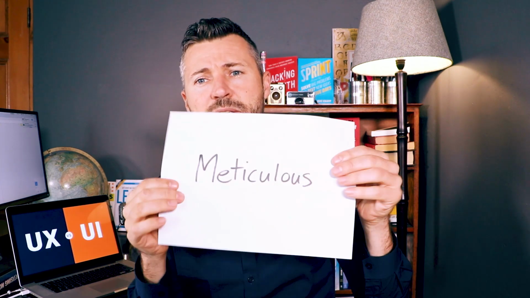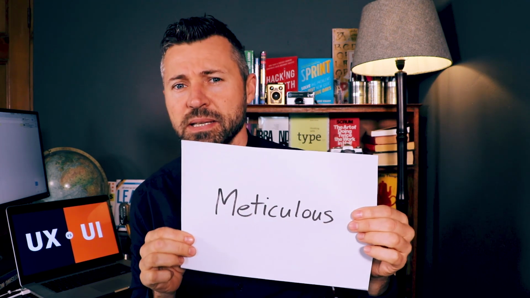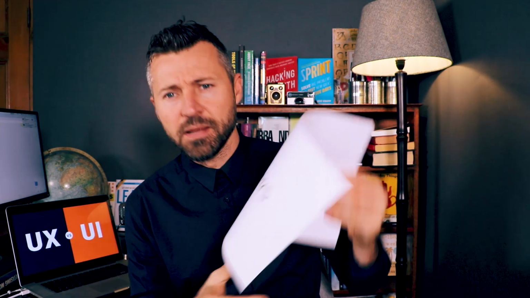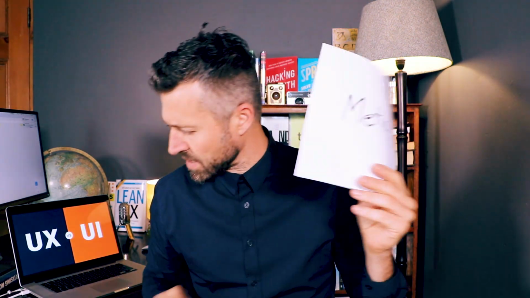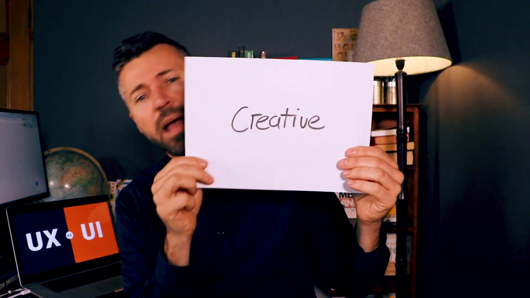So then the next quality that a UI designer has to have is to be meticulous. UI design is very detail oriented. Everything is important down to the last pixel, and therefore you have to be very, very detail oriented. And the third quality is to be creative. Creativity is intrinsic in our industry. Design, it just goes along with the territory.